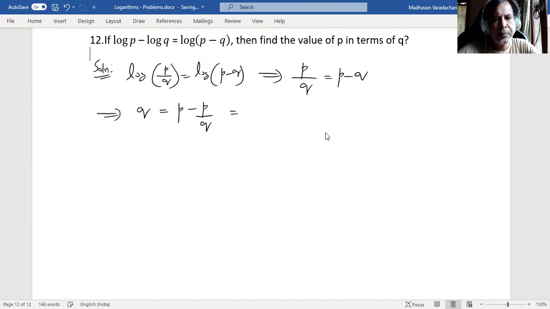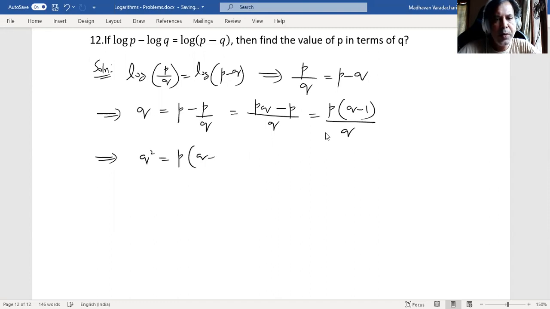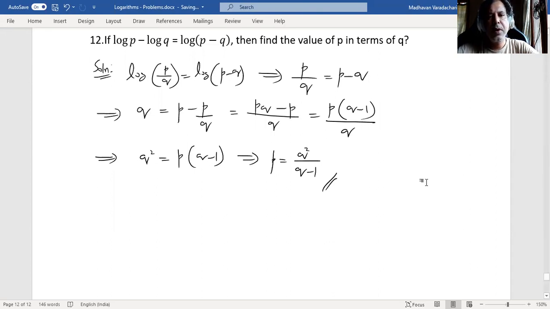And here the LCM is q. So I can say pq minus p. Here we will take p outside: p times (q minus 1) by q. That means by cross multiplication, you have q square equal to p times (q minus 1), or p is q square by (q minus 1). That will be the solution for this. You have already expressed p in terms of q, right?